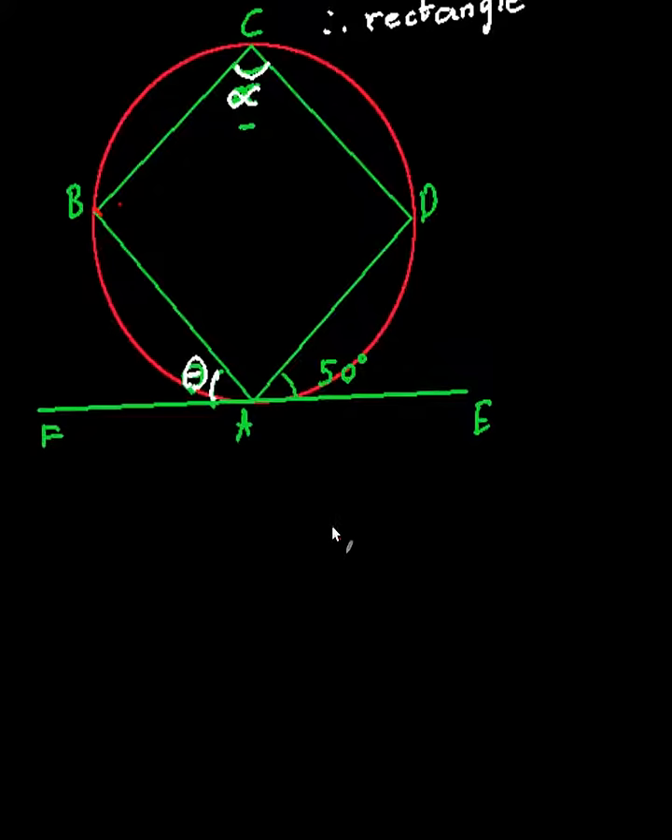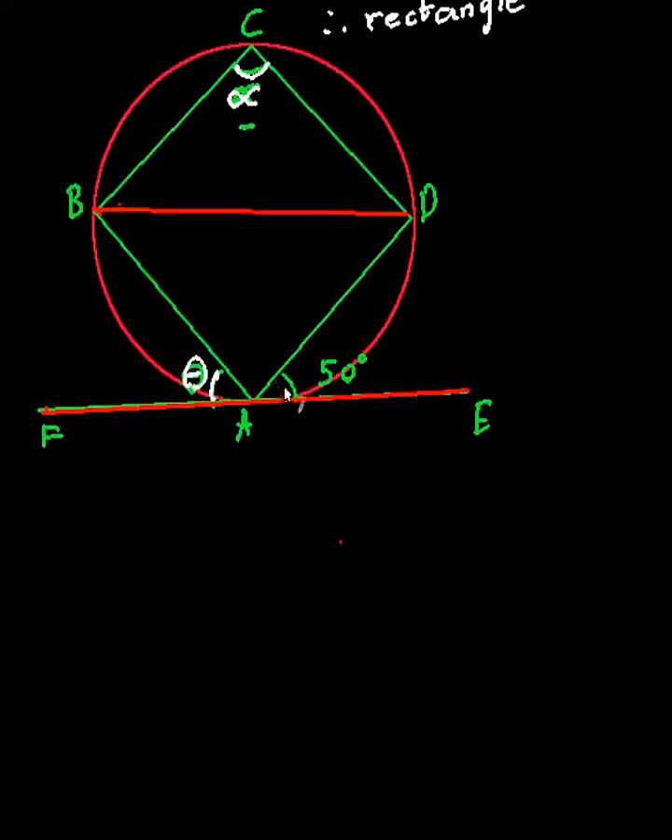Okay, so in this last example, what they want me to find is this angle theta and alpha. They've given me this extra piece of information, and that's that BD over here is actually parallel to this tangent FE. Okay, so they're actually parallel. All right, let's get started.